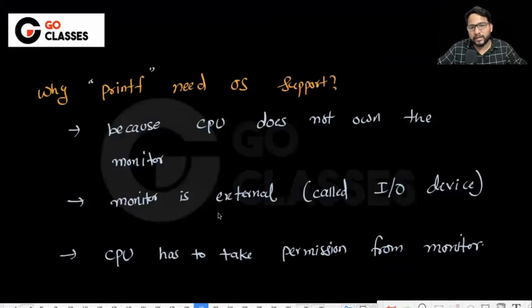Since the monitor is external, the CPU has to take permission for it, and that is done using the system call. Yes, someone has rightly pointed it out, but we don't need system calls in today's lecture. Tomorrow we will talk about the system call. If there's an operating system, then the CPU will take the help of the operating system. If there is no operating system, then we need to grant the permission manually.